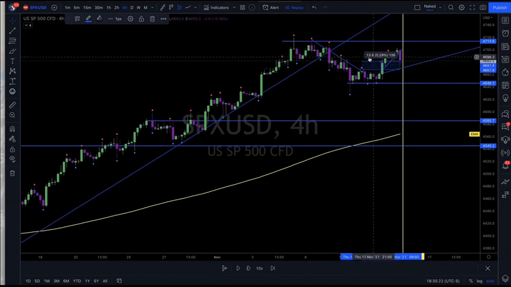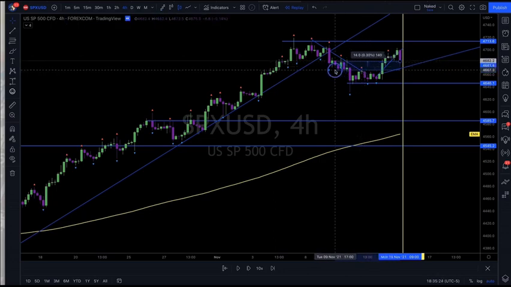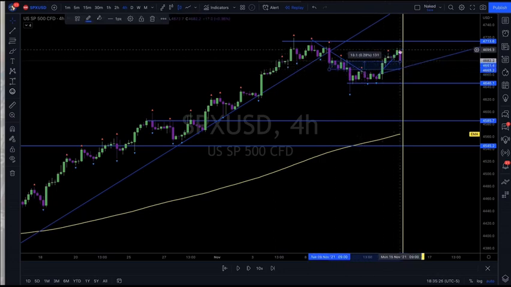And what do we get? This little darn box is in the way. Wish I could move it over. There you go. We hit our target and we come back down to respect this area. So that's a form of measured moves.